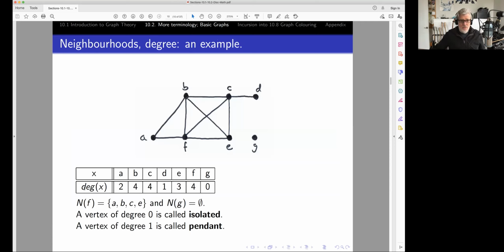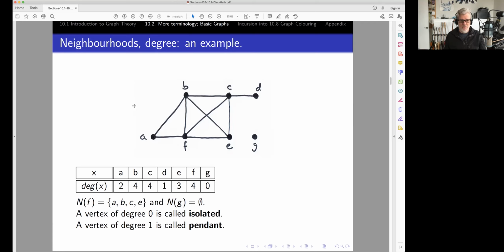So this graph has 1, 2, 3, 4, 5, 6, 7 vertices and 1, 2, 3, 4, 9 edges. And I have here all the degrees of these vertices, okay? So let's consider, for example, the vertex A. It has degree 2 because it has two neighbors, which are B and F. Again, this is not very deep, right? B has degree 4, right? F has degree 4. The neighbors of F are A, B, C, and E. You can see this directly from the picture.